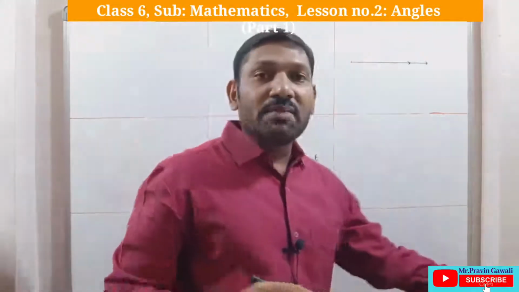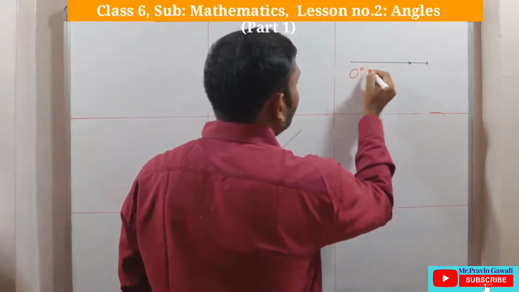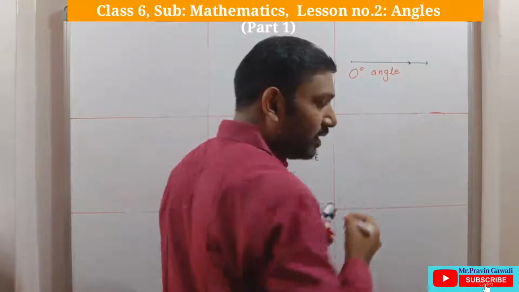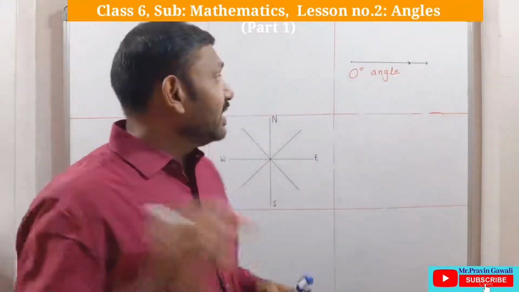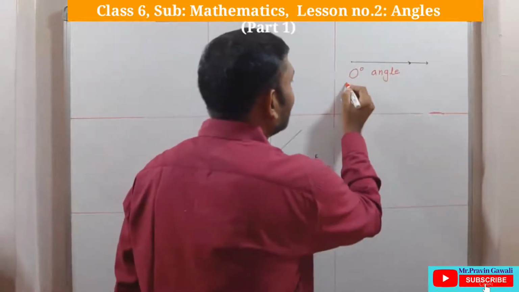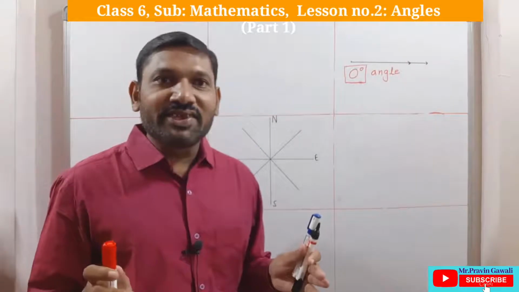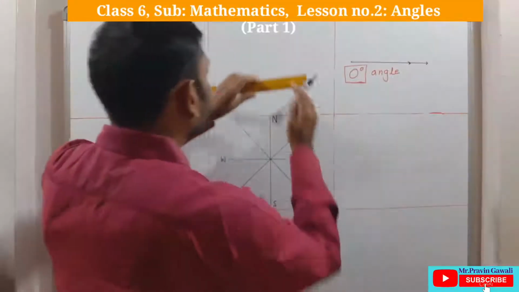It measures 0 degree. 0 degree angle. Okay, student. So this is called a 0 degree angle, and it is written like this. Yes, student, understood the 0 degree angle now? Very good. Now I will draw the next figure.